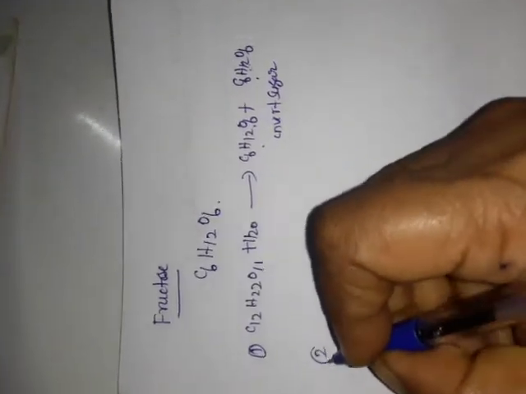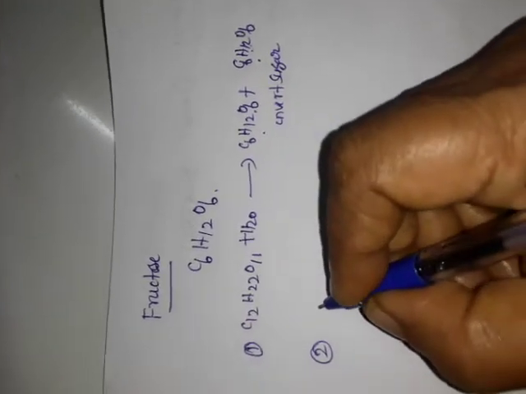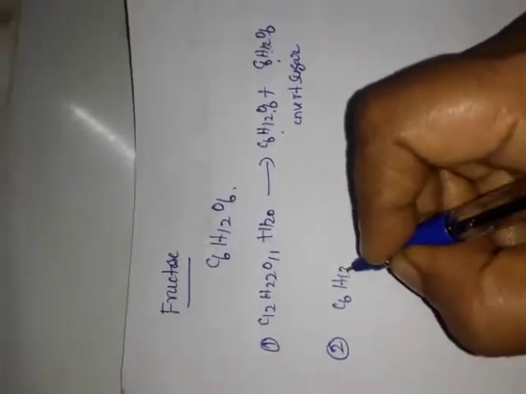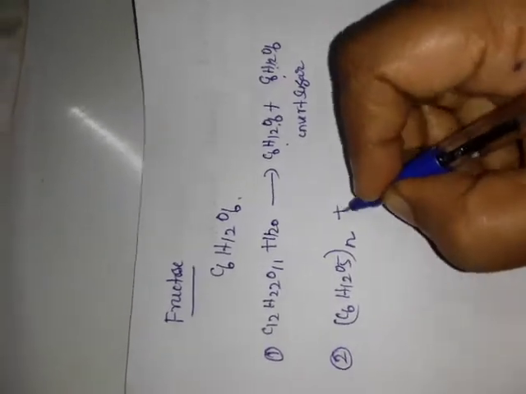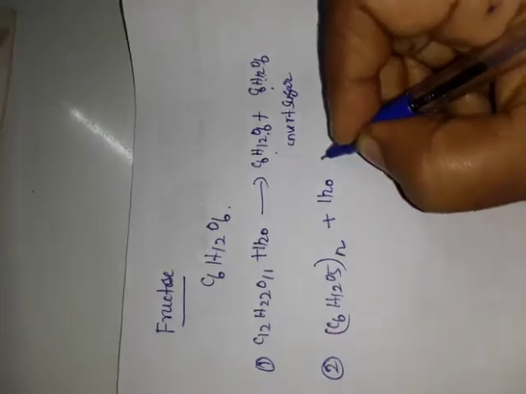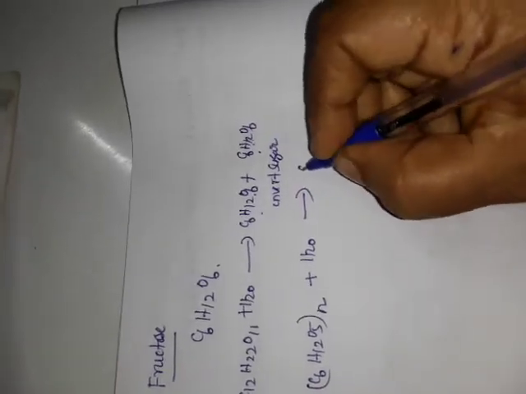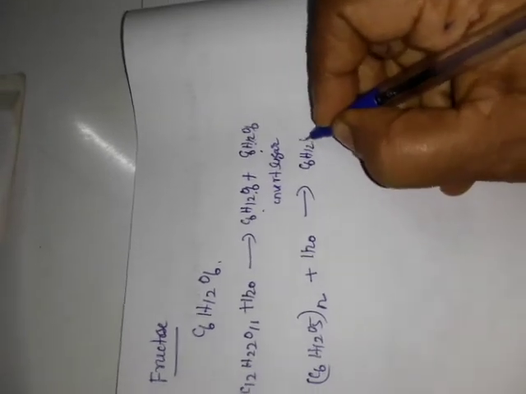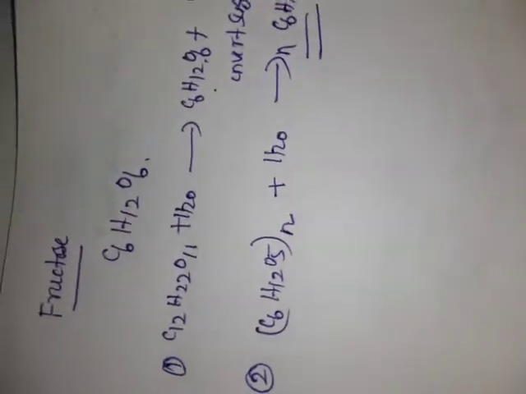Second preparation is from inulin, that is hydrolysis of inulin, (C6H10O5) n times. Inulin on hydrolysis in the presence of an acidic medium gives fructose, (C6H12O6) n times. Now, we are going to learn the structure elucidation of fructose.